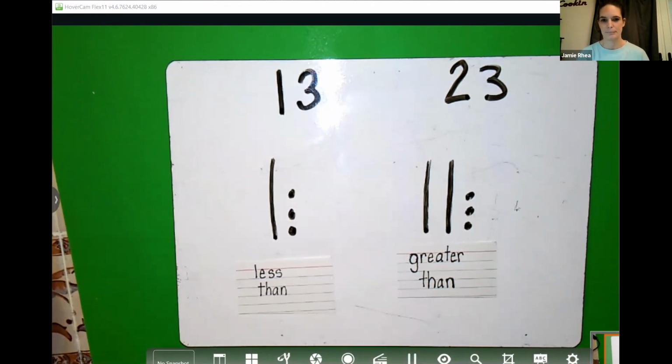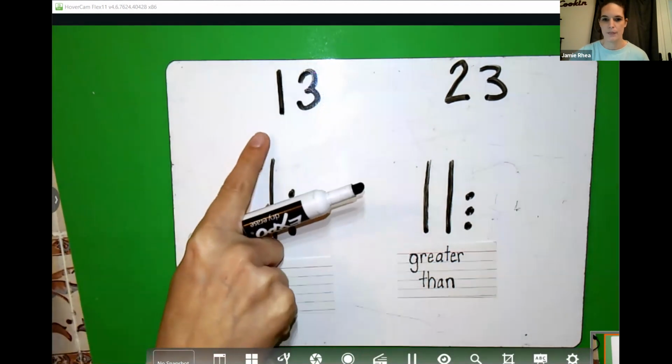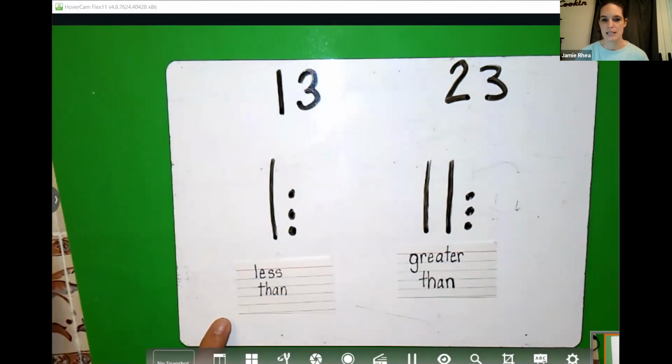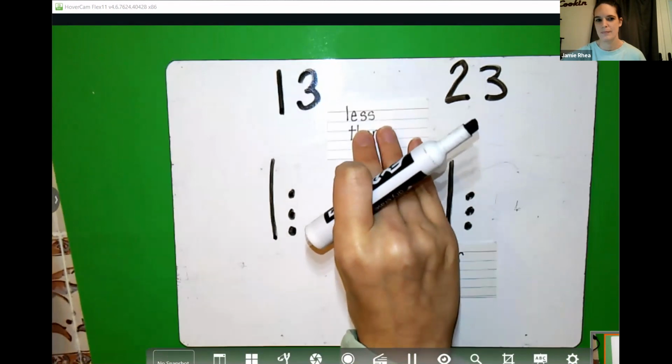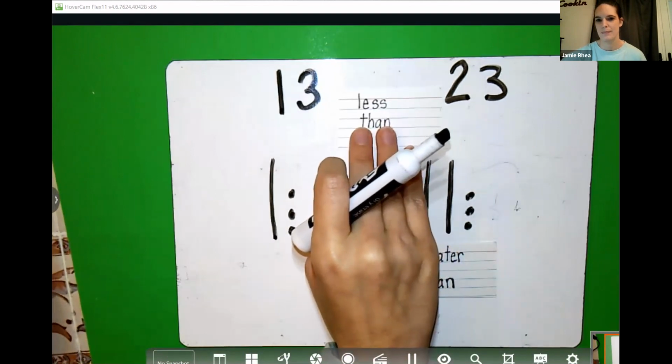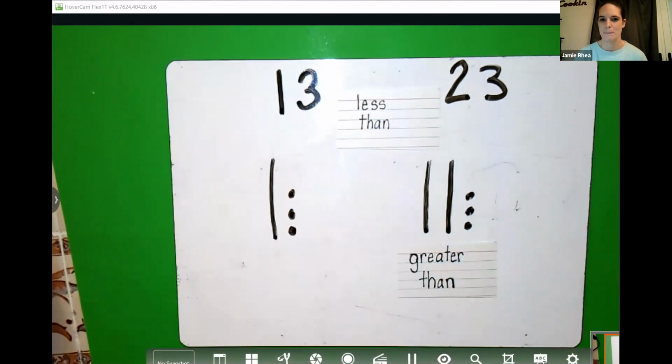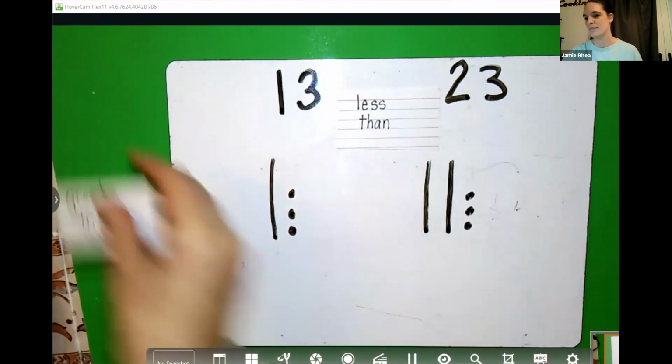Let's read this from left to right. We would say that 13 is less than 23. Yes, it's less than. Let's go ahead and move that card in between 13 and 23. That was so fun. I want to do some more. Go ahead and erase your board. Clear off your cubes.